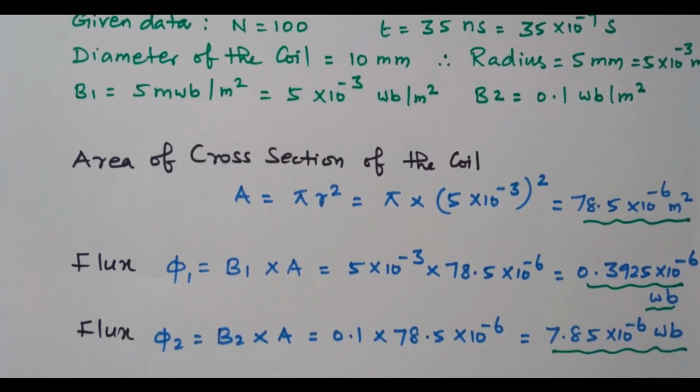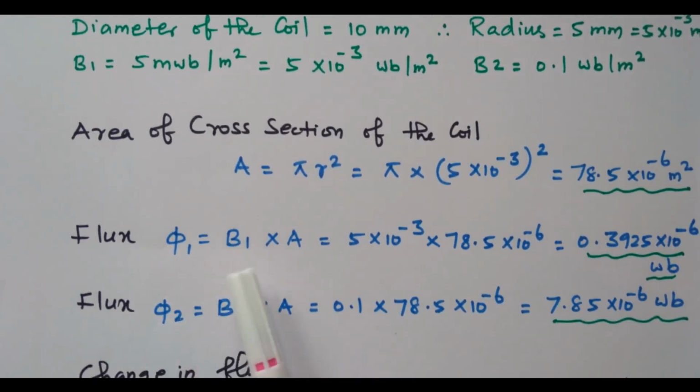Now from that we will find the flux. Flux density is given. From that we are able to find flux. B equal to phi by A, so phi equal to B into A. So phi 1 means B1 into A. B1 is given as 5 into 10 to the power minus 3, and A is the value calculated, 78.5 into 10 to the power minus 6. So by simplifying, what we got? 0.3925 into 10 to the power minus 6 Weber. That is the flux due to the first one.